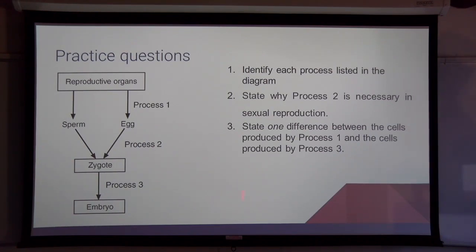So let's take a look. Identify the process. Process 1, what's that? Reproductive organs, you get the sperm and the egg. What process creates that? What makes the sperm and the egg?